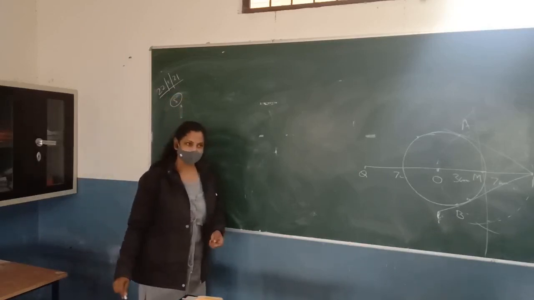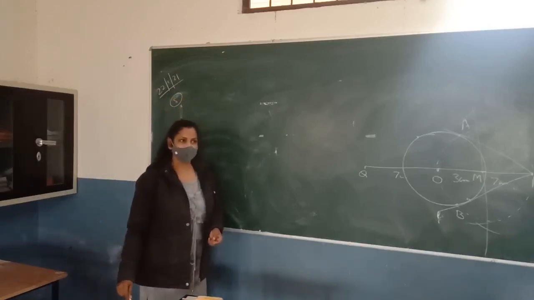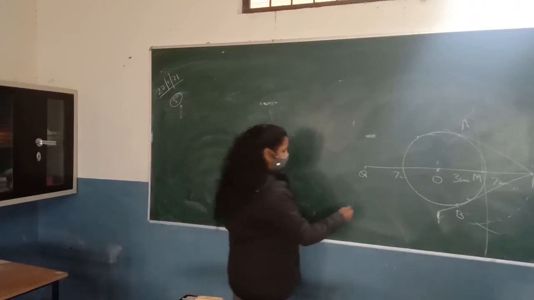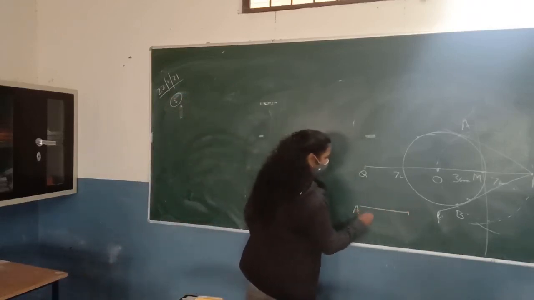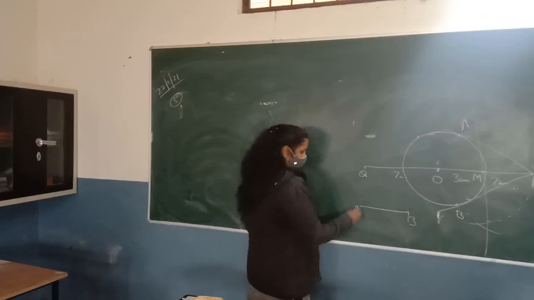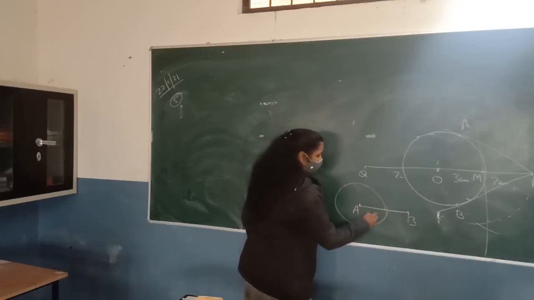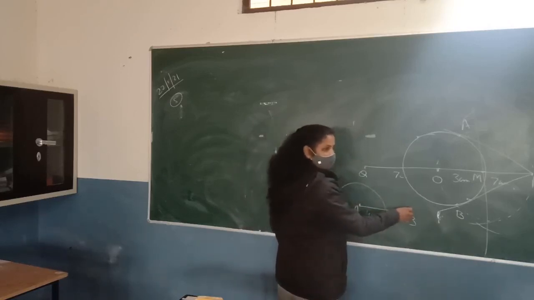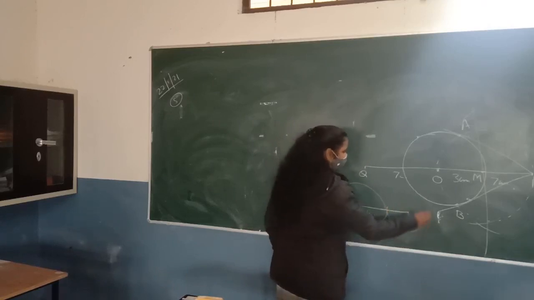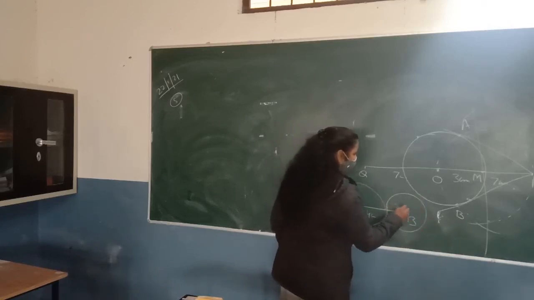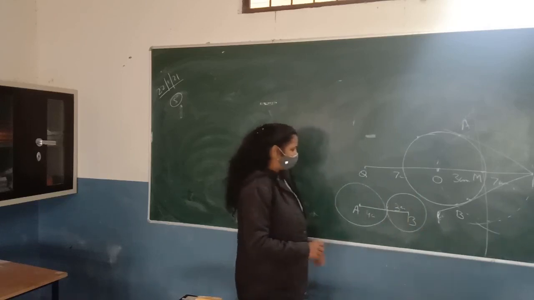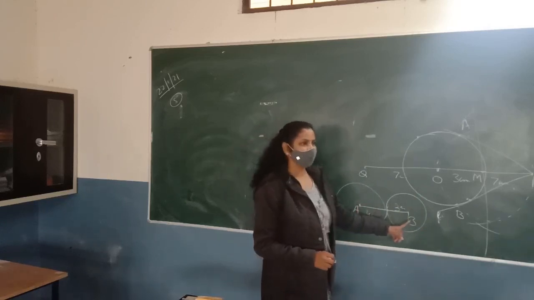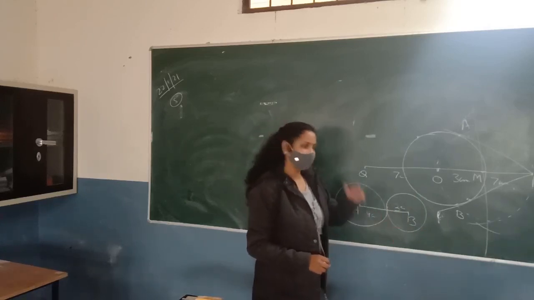Draw a line segment AB of length 8 cm. Then, taking A as center, draw a circle of radius 4 cm. And taking B as center, draw another circle of radius 3 cm. Construct tangent. What is the distance between A and B? 8 cm. Okay.